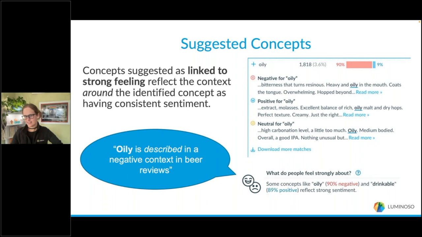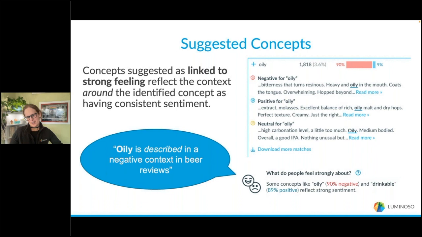Negative, oily here is in the context of heavy and overwhelming, negative sentiment. Positive, oily here is in the context of excellent balance, rich, perfect texture, creamy, just right, where oily is described as a positive thing. And neutral, oily here is a statement of fact, standalone statement near medium bodied, another statement of fact, no emotion, just a plain descriptor.